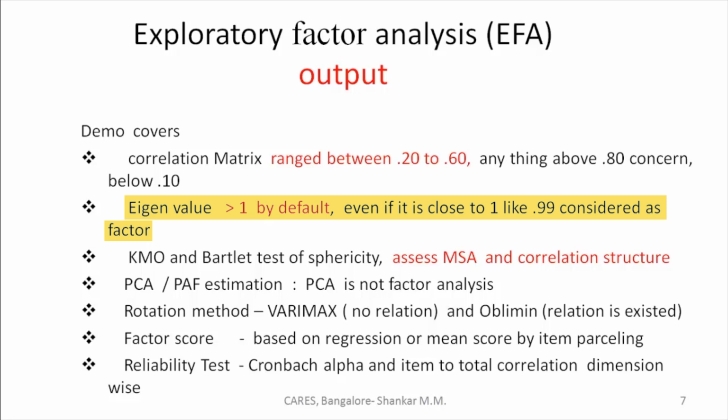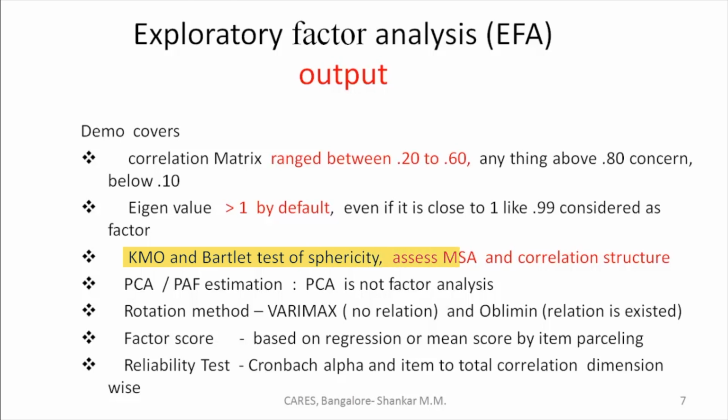If it is a very small figure like 0.10 or 0.05, there is not much correlation among the selected items for the EFA. That's one thing. And the eigenvalue by default should be more than 1. Even if it is close to 1, such as 0.9 or 0.98, we can still consider it for further analysis. And the KMO and Bartlett test of sphericity: KMO assesses the MSA, a measure of sampling adequacy, and the Bartlett test assesses whether the correlation structure is intact or not.